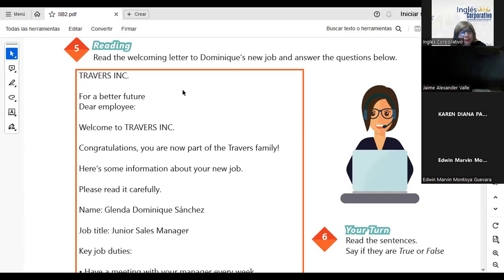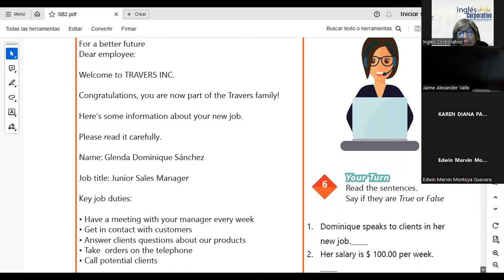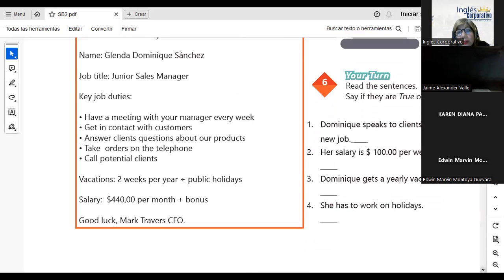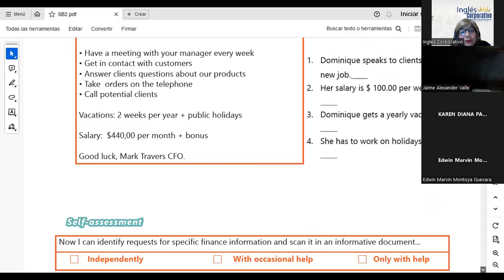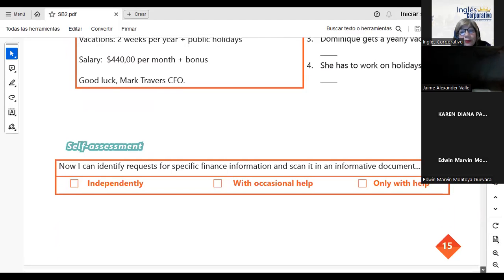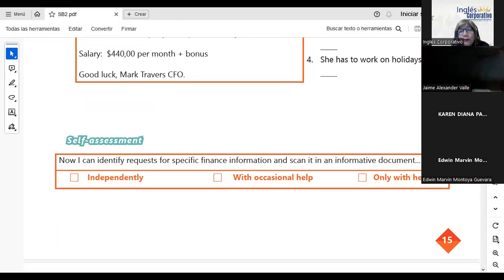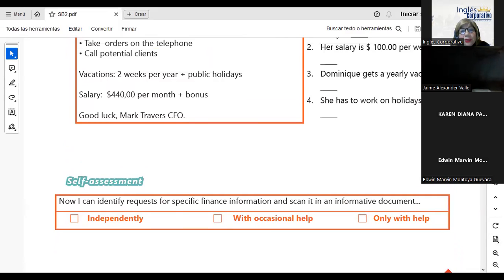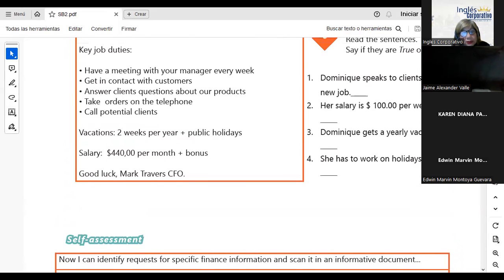Okay, esta es una carta, right? Carta de Dominic. And you read, usted lee, right? Read the letter. And this is about Dominic's new job and answer the question below. Okay, you read the letter and answer this. Okay, say true or false. Page number 15. Okay, read the letter and answer the question with true or false. Okay, do it.